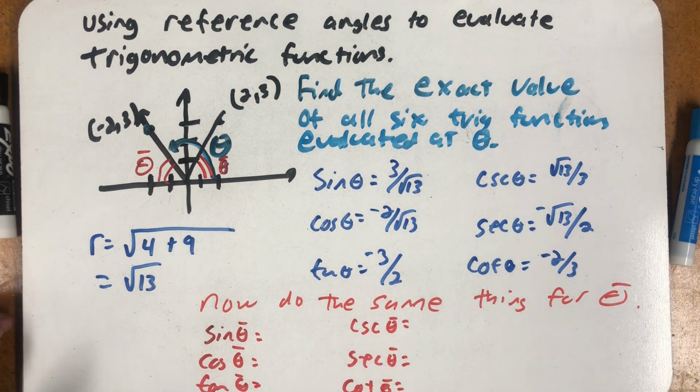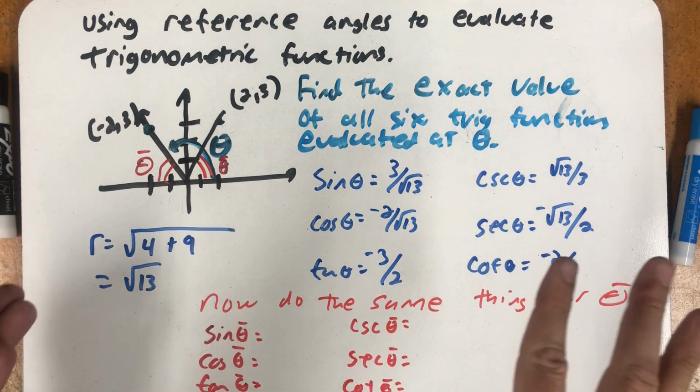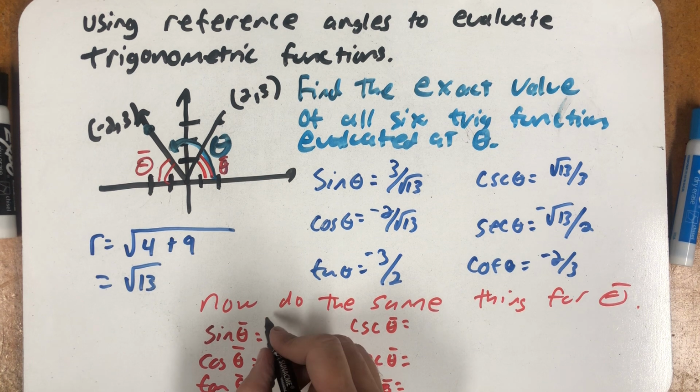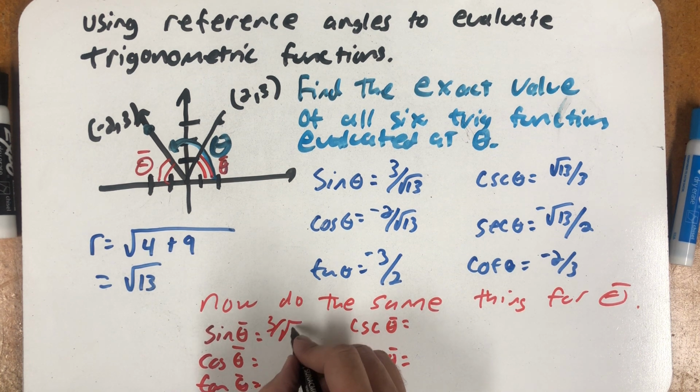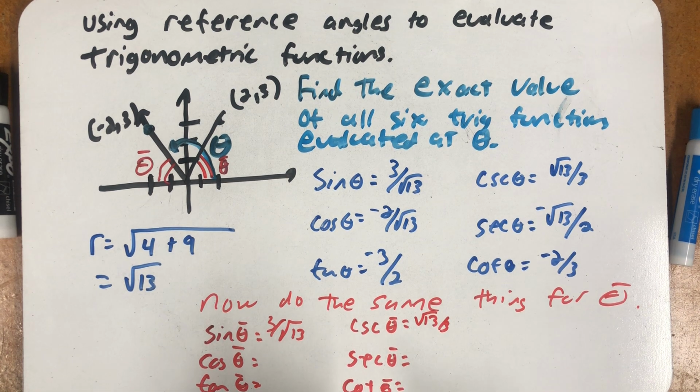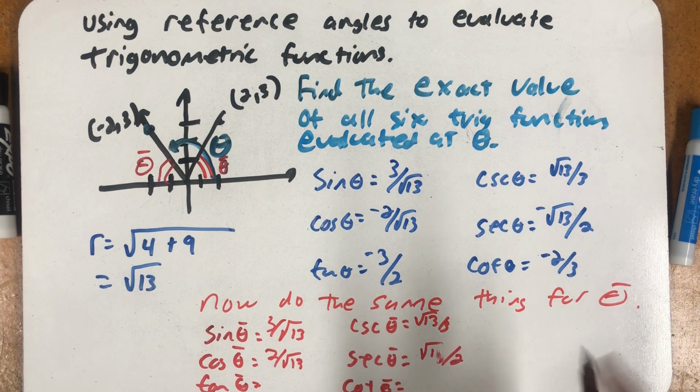So let's see. Sine of this angle theta bar here in the first quadrant, y over r, so 3 over root 13, no change there. Take its reciprocal. The cosine of theta bar would be 2 over root 13, and that is different, but only by the sign. Root 13 over 2, and then finally tangent, the y over the x. And again, that's different, but only by the sign.